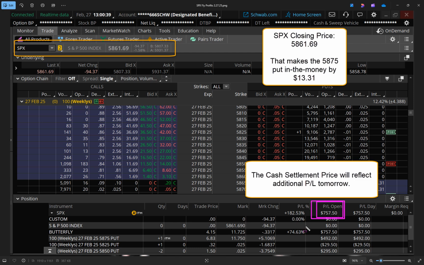It's about $800, but it'll probably settle for about $1,000 because the in the money put ended up being in the money by about $13.31. And this was a $25 wide butterfly. So in this video, I'm going to discuss why I use out of the money butterflies that are very cheap in nature using 0DTE SPX. And I do that with a goal of getting them in the money so that you can make a quick profit at the end of the day.